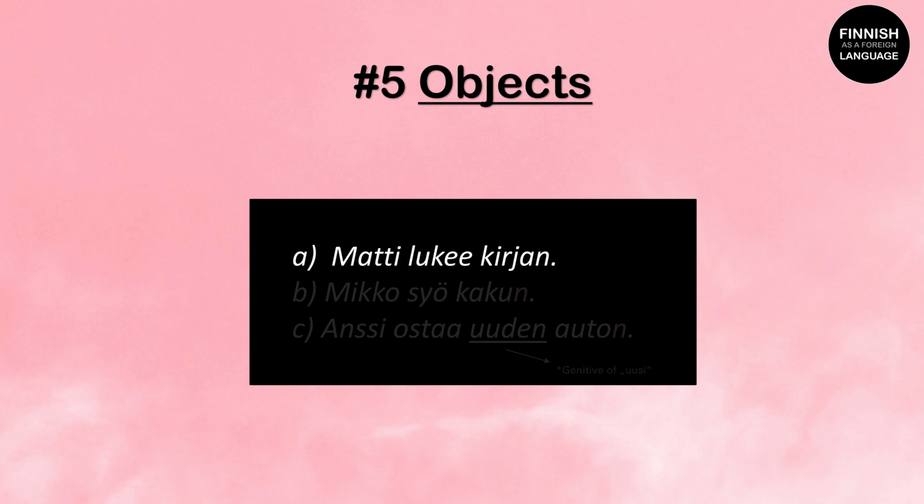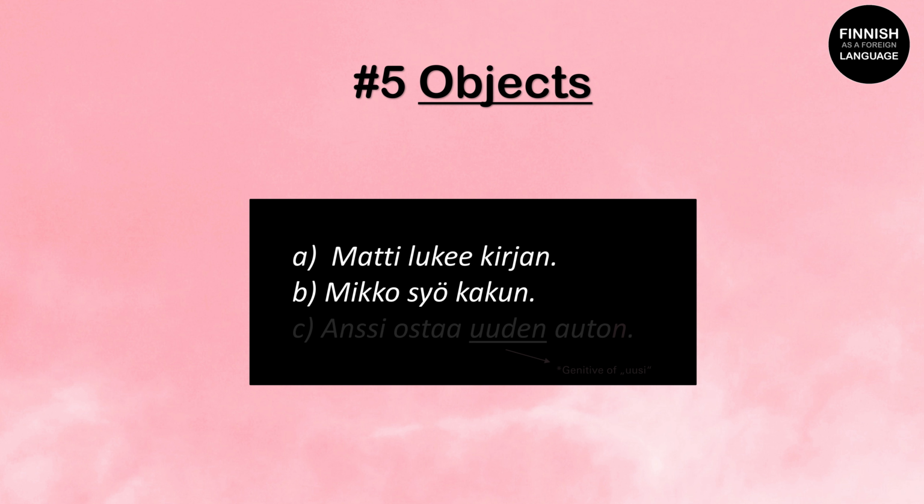Now we only have one situation left, and this is when we want to talk about objects as a whole thing. Sounds kind of difficult. Let's take a look at some examples. Matti lukee kirjan means Matti reads the book. But here we actually mean he reads the whole book, so all of the pages. And lukee here is the third person singular present tense of the verb lukea, which means to read. And the book here in this sentence stands in a genitive case, which is why we say kirjan, because we mean the whole book.